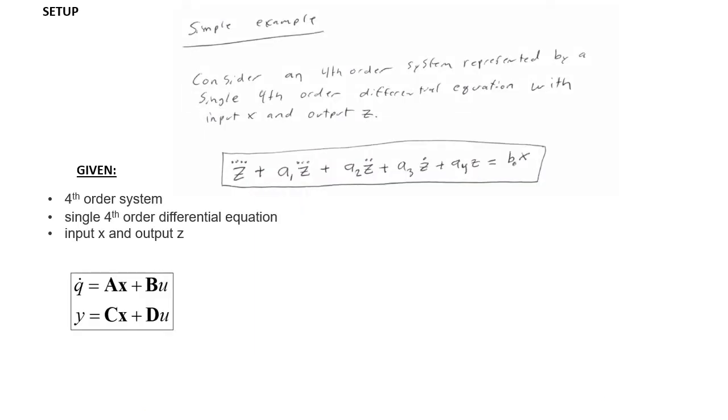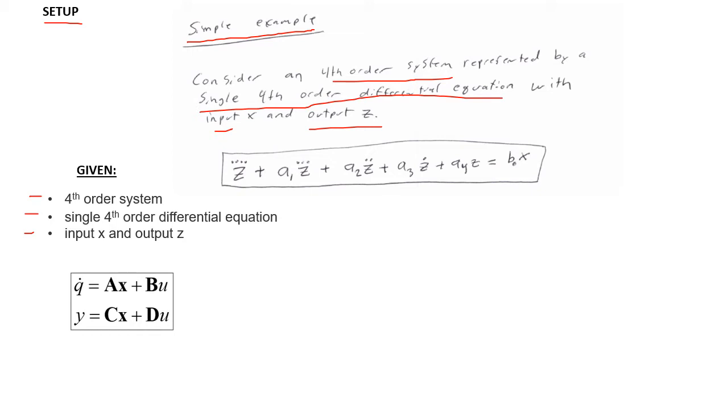So now that we've read through the problem and understand what they've given and what they're asking us to solve, we want to create our setup page. Again, this is just a simple example. We have a fourth order system represented by a single fourth order differential equation with input x and output z. So we're given three basic things: a fourth order system, a single fourth order differential equation, and input x, output z. We write this down just so we understand what it is within the problem.